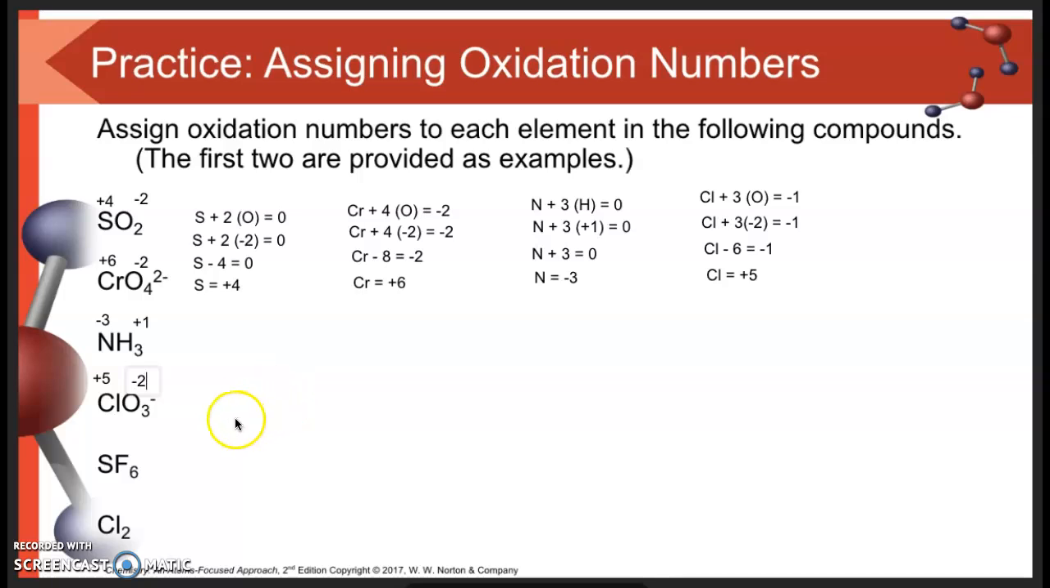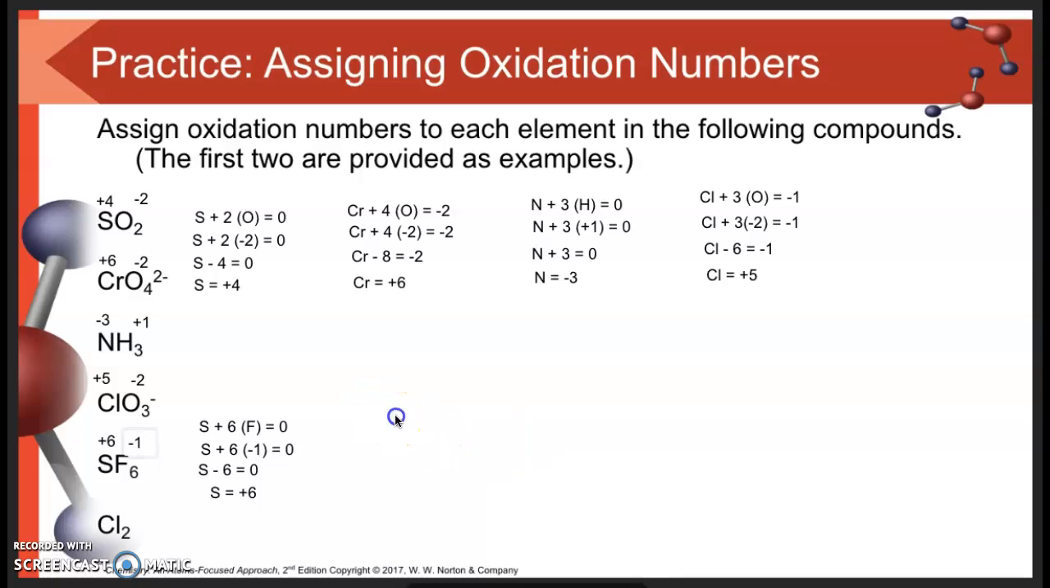Okay, so for sulfur hexafluoride, we've got to use the same kind of logic. Sulfur plus 6 fluorines is equal to 0. Sulfur plus 6 times negative 1 is equal to 0. Again, remember, fluorine is going to carry a negative 1 charge almost always. Sulfur minus 6 is equal to 0. So sulfur must be positive 6. Positive 6 for sulfur, negative 1 for each fluorine, and that one's set.